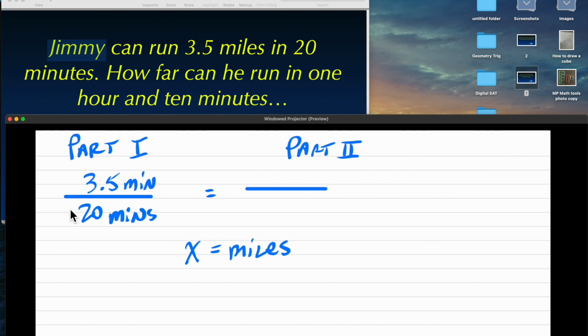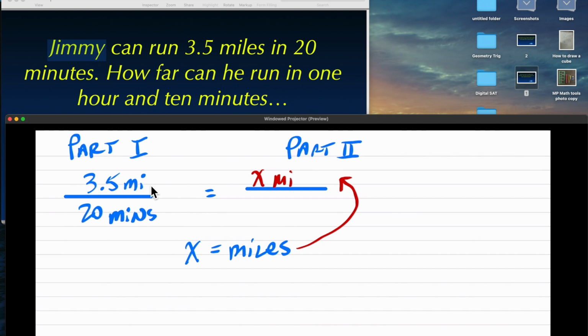This should be miles on top, not minutes, sorry. Whenever you set up these ratios, it always works out better if you put time in the denominator. Now let's go to part 2. We know that they want us to find the number of miles. In part 1, our ratio has miles in the numerator, so we know that this is going to go here in part 2, x miles.